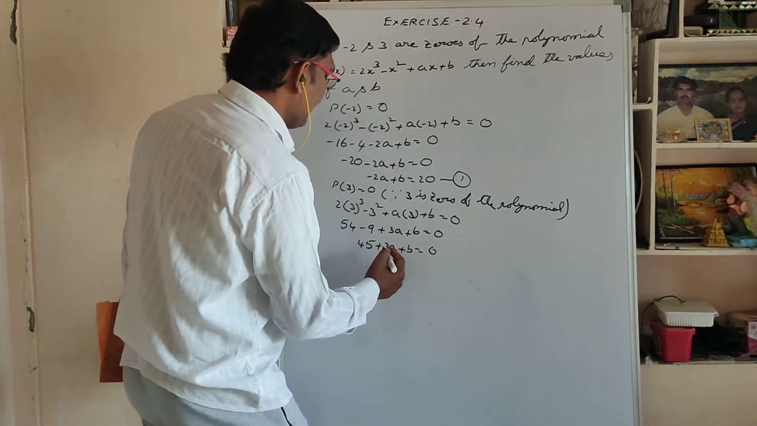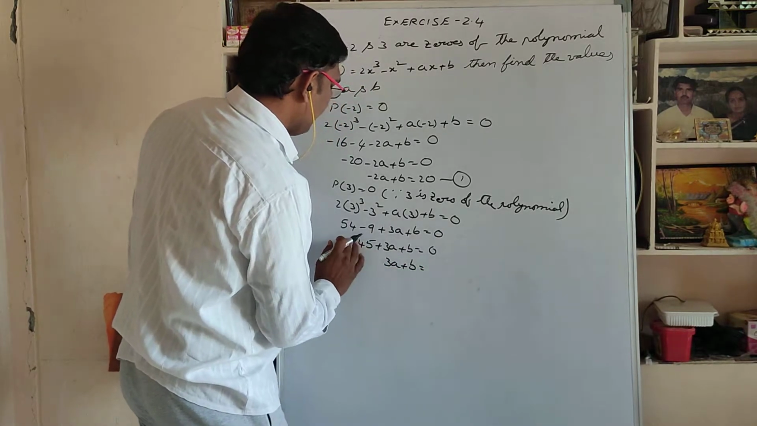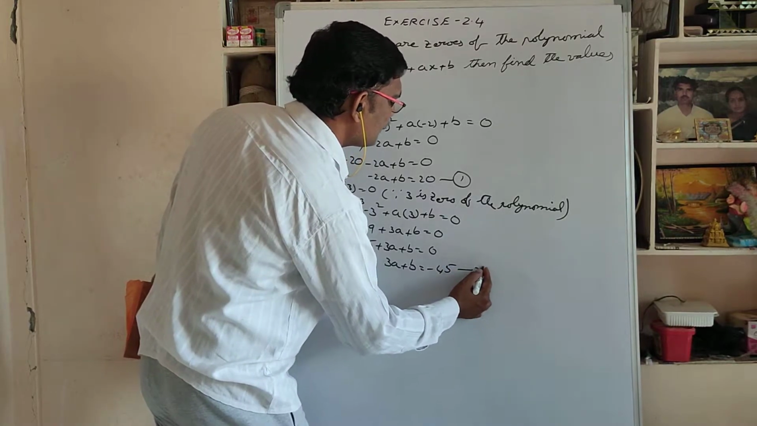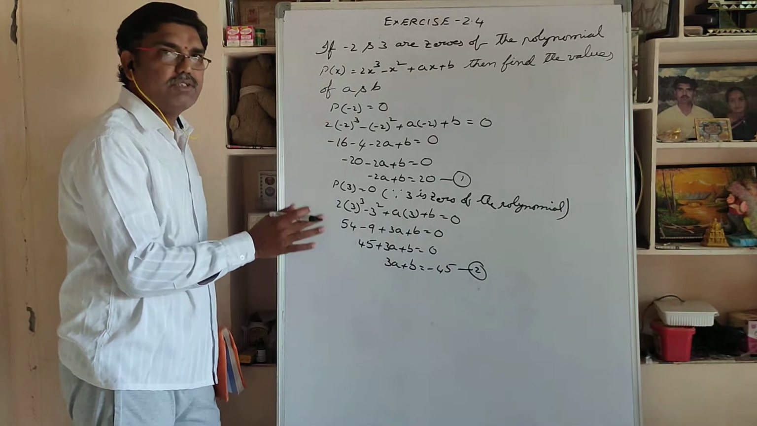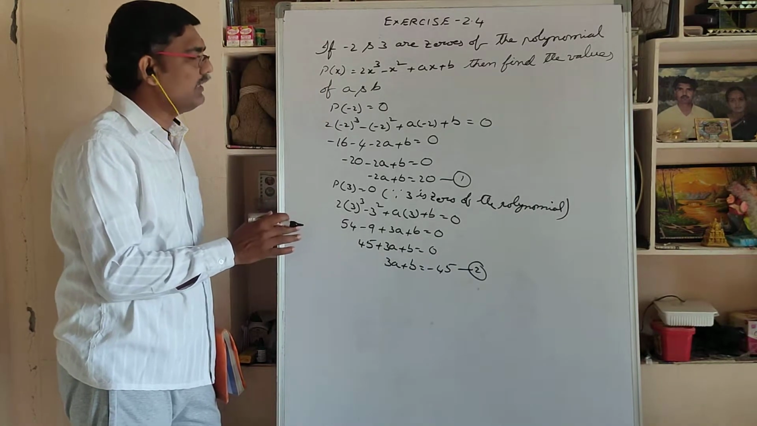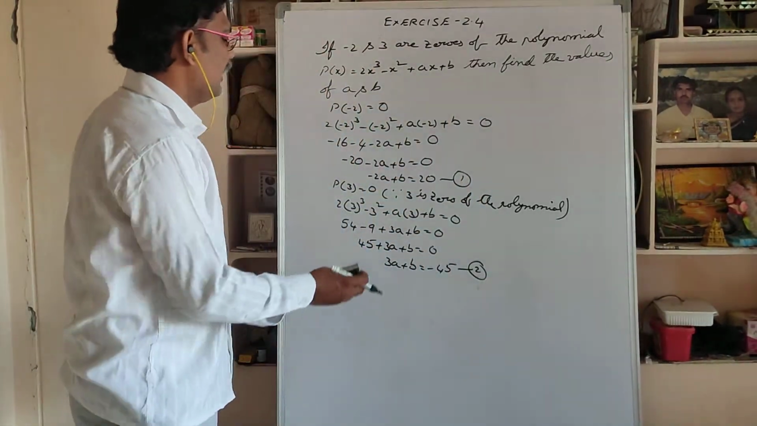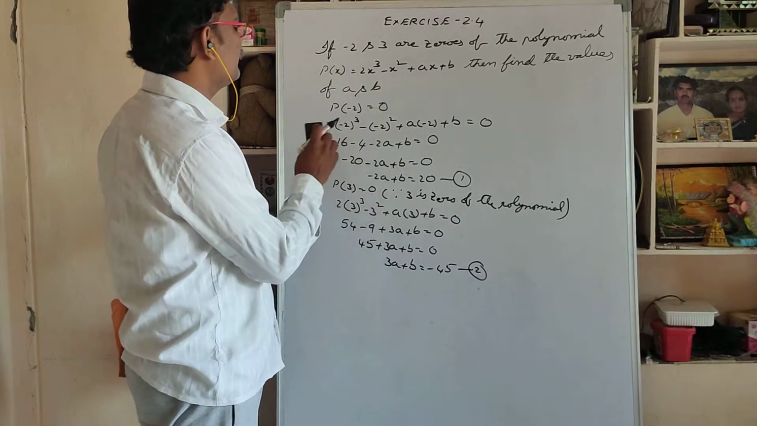Okay. Now what I have to do is, I have to keep 3a plus b here only. Send plus 45 to this side. It is minus 45. It is equation number 2. Till here, if you have any doubt, just ask me. Otherwise, I will continue with this problem. Now I have to solve these two equations.